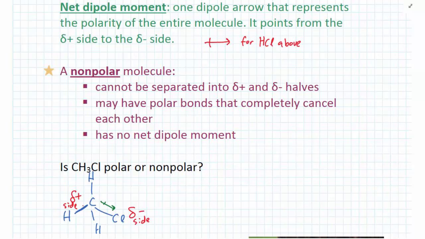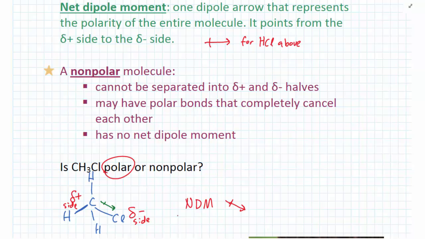Right? What does that make it? Polar or nonpolar? Polar. This is a polar molecule. I'm just going to circle that. Okay? And its net dipole moment will be pointed just in the same direction that that one arrow was pointed. Okay?